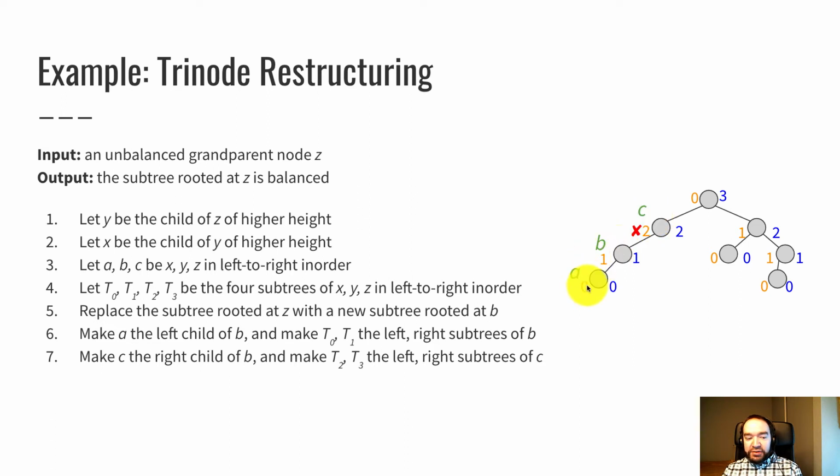The T0 would be the left child of A, T1 would be the right child of A, T2 would be the right child of B, T3 is the right child of C. In this example, they're all null, but still we need to reassemble the tree appropriately. So the next step is replace the subtree rooted at Z with a new subtree rooted at B. So instead of having C or Z be the grandparent, what used to be called Z, we're going to make B the top of this part of the tree.